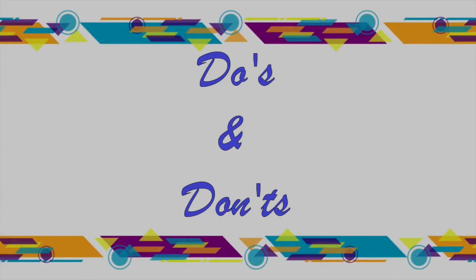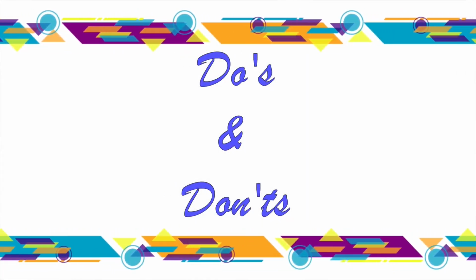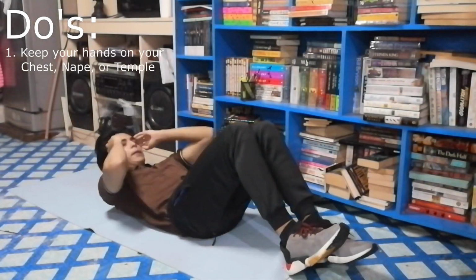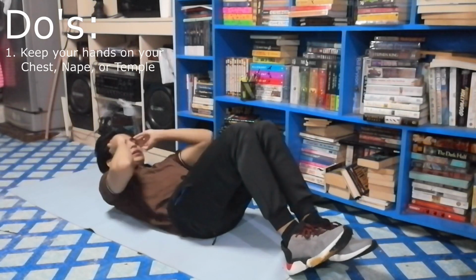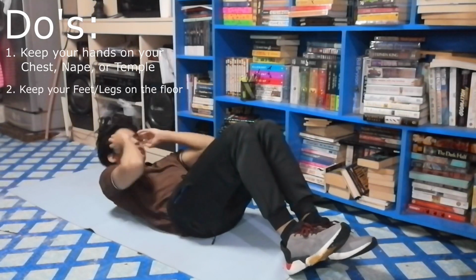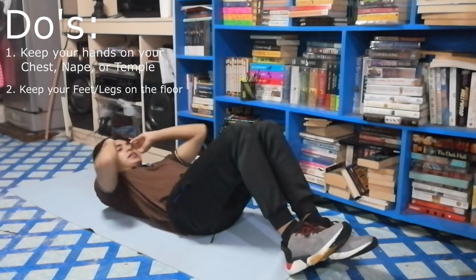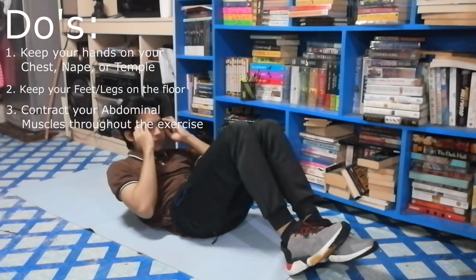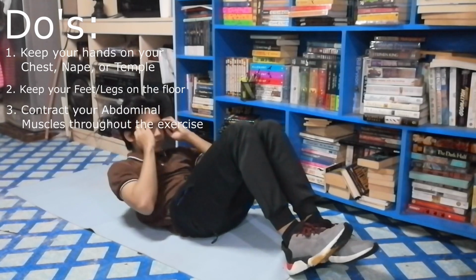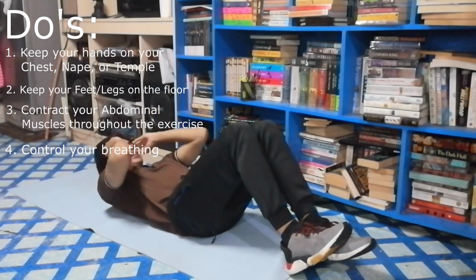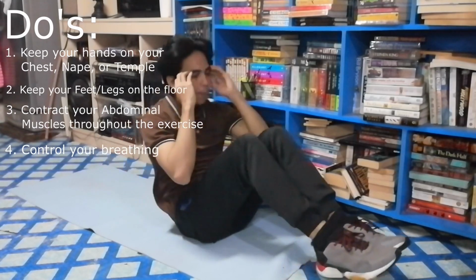Now for the do's and don'ts. Since all of these are a variation of the same exercise, which is the sit-ups, they all have the same do's and don'ts. First, let's talk about the do's. Number 1, keep your hands on your chest, nape, or temple at all times. Number 2 is keep your feet or legs on the floor at all times. Number 3, contract your abdominal muscles throughout the exercise. And number 4 is control your breathing. Inhale when you go down, exhale when you go up.